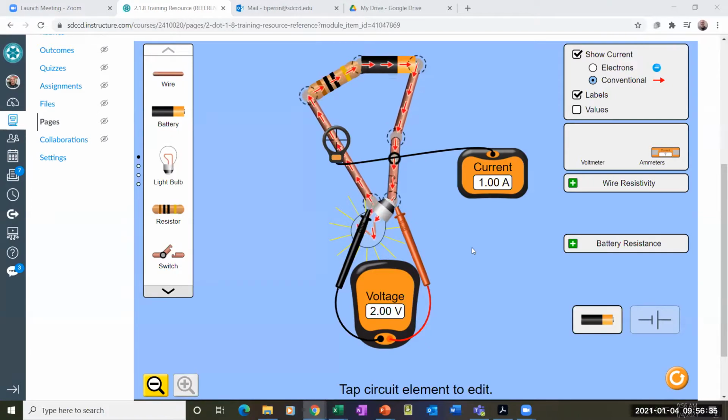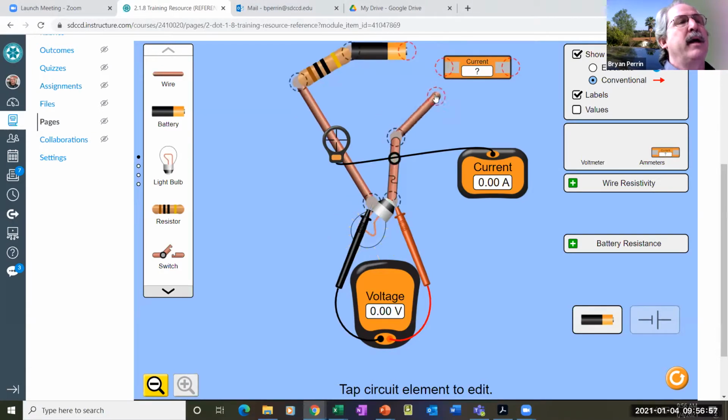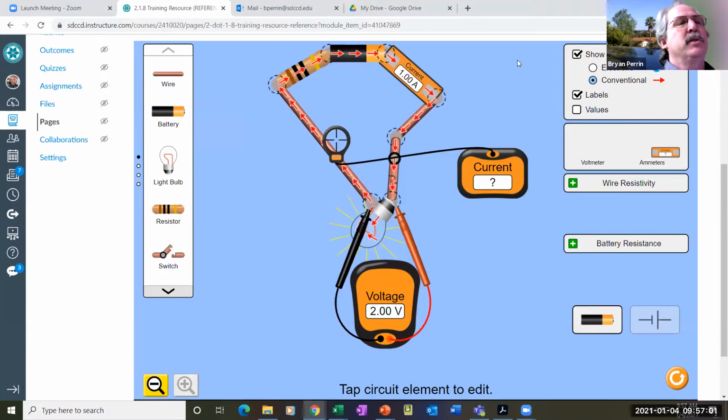Excuse me, Mr. Perrin. In order to measure your amperage, don't you have to put your meter in the circuit? In other words, take apart the circuit, put your meter in the middle of it in order to get that amperage flow? Okay, great question. So yes and no. I do have an amp meter right here, and you're right, if I'm going to use an amp meter, I need to use it in series.